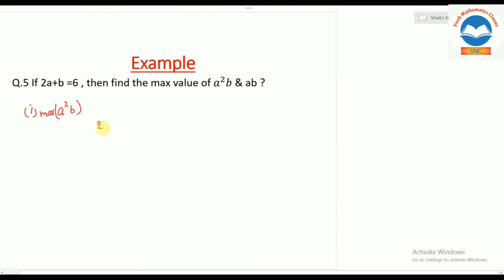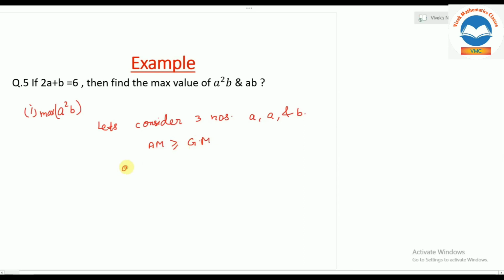So what we will do? Here we will consider three numbers. What are the three numbers? a, a and b. Okay. So for this also we will apply the same condition, AM greater than or equal to GM.